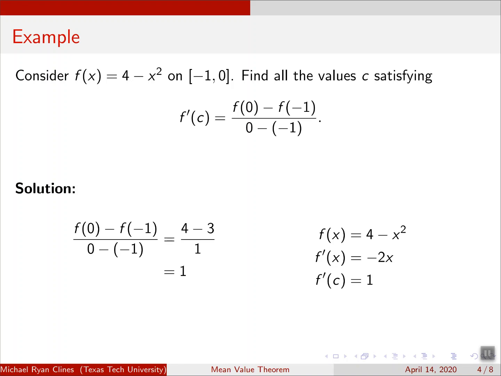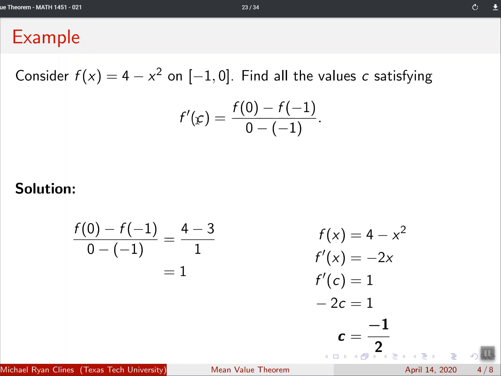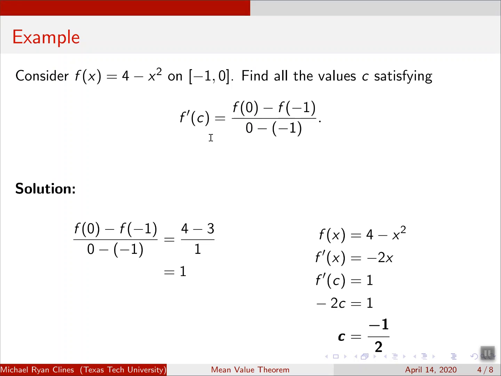So from that, we can conclude that -2c is equal to 1, and then we can solve that c is equal to -1/2. So what we do is we calculate the right-hand side, calculate the left-hand side, set them equal to each other, and solve for c. That's literally the entire process of doing this.